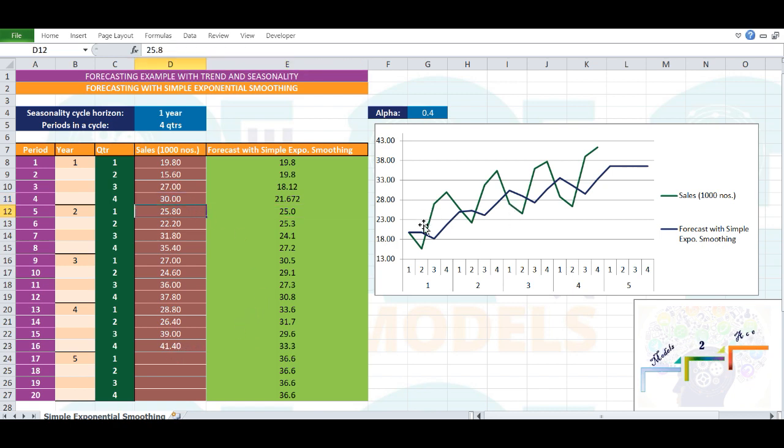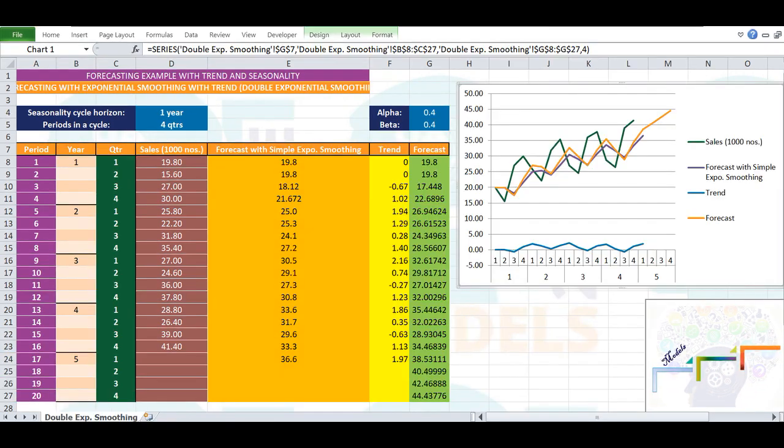The model has smoothened demand to an extent as sharp peaks and troughs are removed in the forecasted values. Since this model does not account for trend and seasonality, the forecasts for the next 4 time periods in the fifth year are the same.